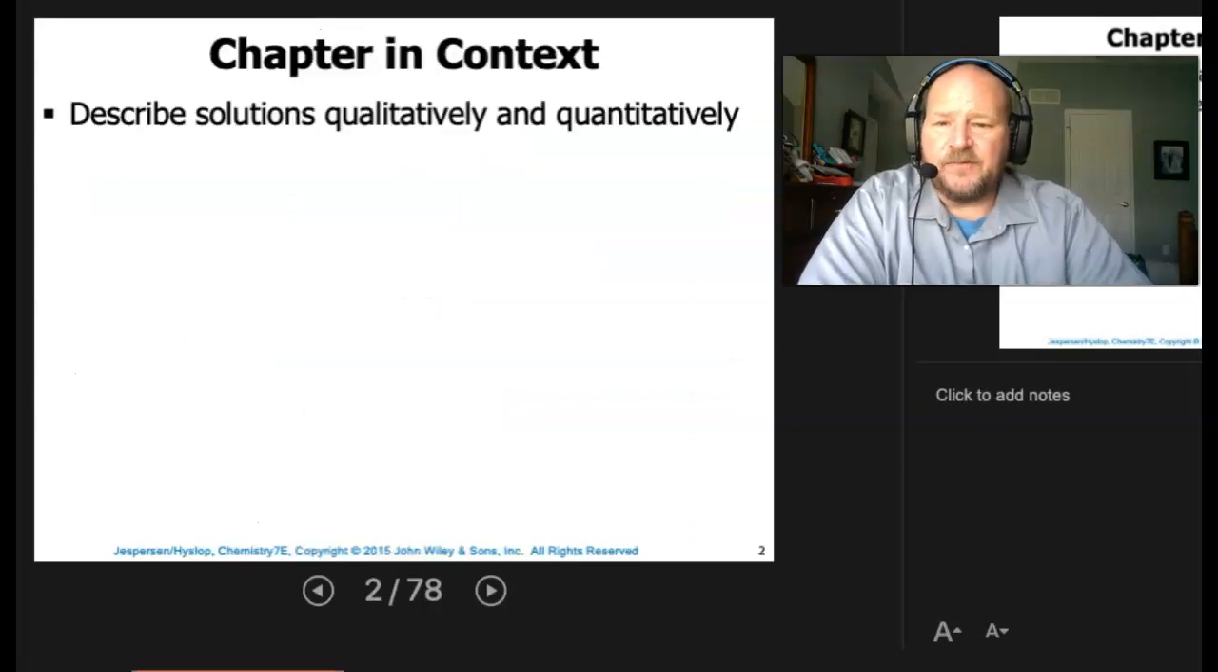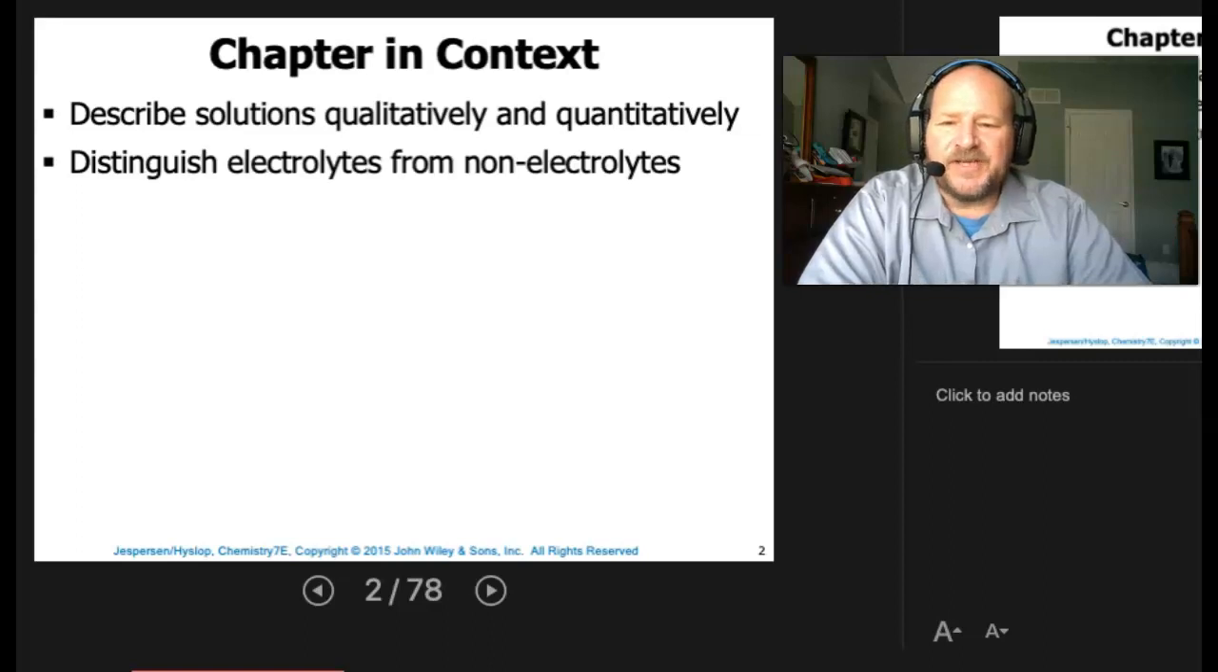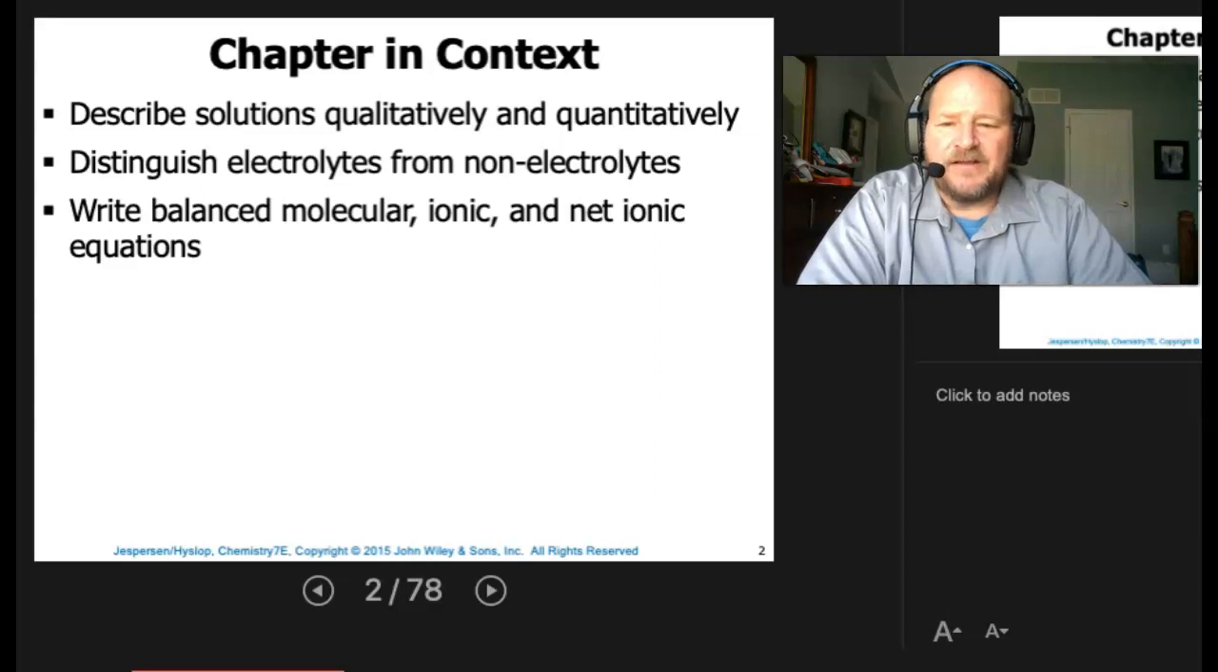All right, so in this chapter we're going to look at how we describe solutions. We'll look at both the qualitative and the quantitative. Of course, the focus will be on quantitative. We'll distinguish between electrolytes and non-electrolytes. We'll look at how we balance molecular, ionic, and net ionic equations.